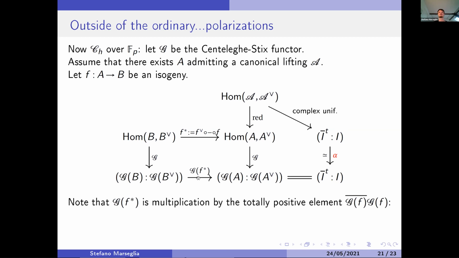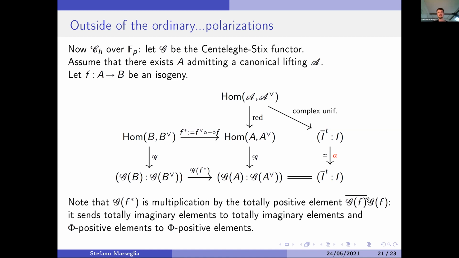So G F star is no problem, because it corresponds to multiplication by an element of G F and G F bar. So G F bar corresponds to F dual, and this is going to be F. And this is a totally real and totally positive element. So it sends totally imaginary elements to totally imaginary elements and phi-positive elements to phi-positive elements. So it doesn't change the notion of polarizations in the complex world.